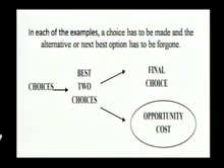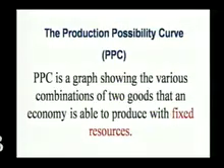Now, for example, one of the very powerful diagrams, which we call the production possibility curve, is a model which is used intensively to understand this particular segment of opportunity cost. Because the production possibility curve is a graph showing the various combinations of, say, two goods that an economy is able to produce with fixed resources. Now, what does that mean?